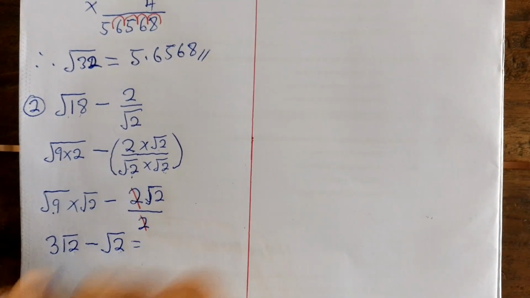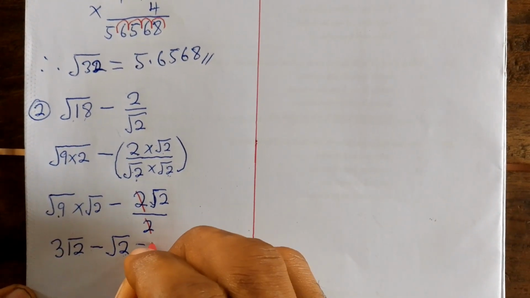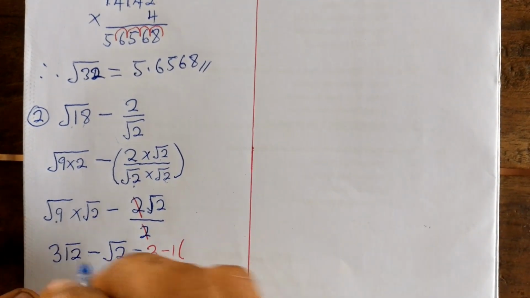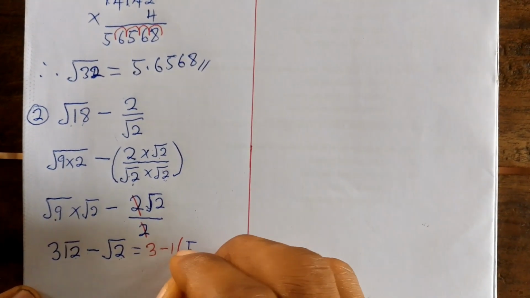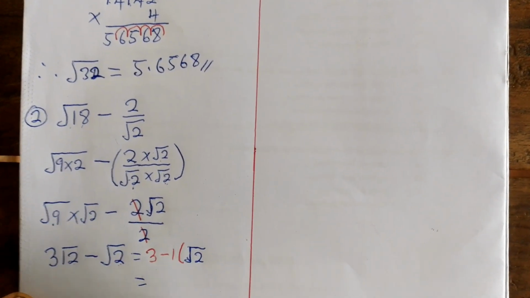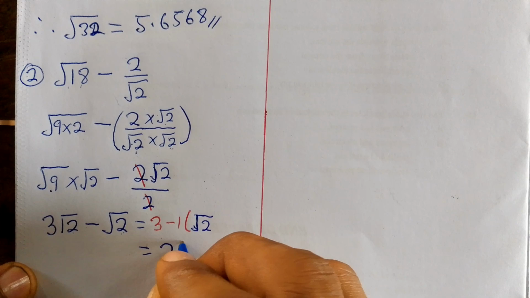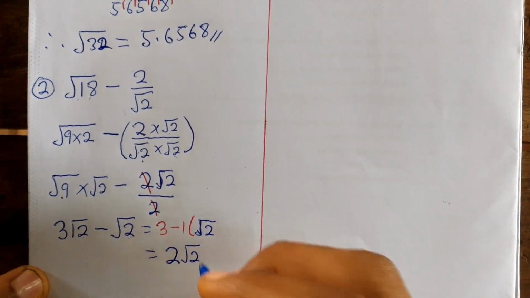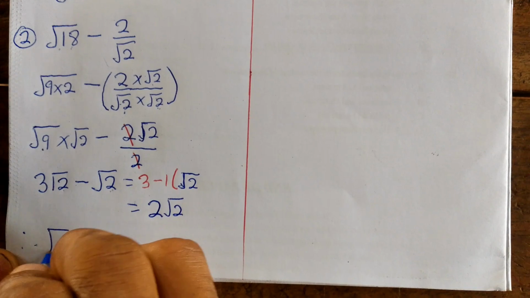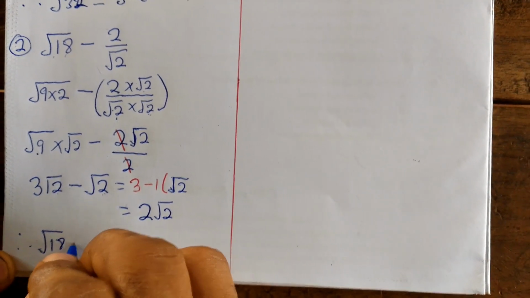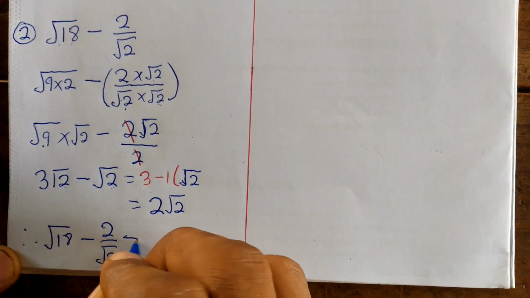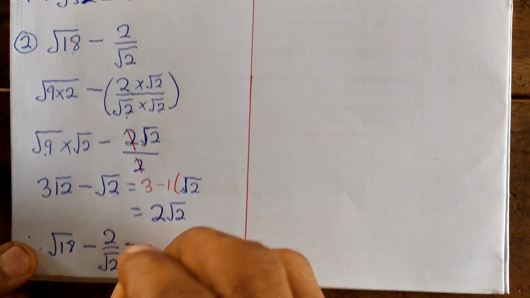So it becomes 3 minus 1 in brackets. You maintain one of the roots, so root 2. And then 3 minus 1 will give you 2, and then root 2. So it means that, therefore, root 18 minus 2 over the root of 2 is equal to 2 root 2.